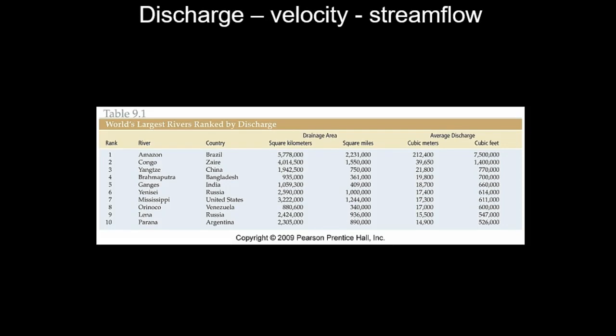So the table that you see here is a table compiling the 10 largest rivers in the world, and this is based on discharge. As you can see, the Amazon River is by far the largest river, 5 times larger than the second largest, which is the Congo River, and it is about 12 times larger than the Mississippi River, which is America's largest river.